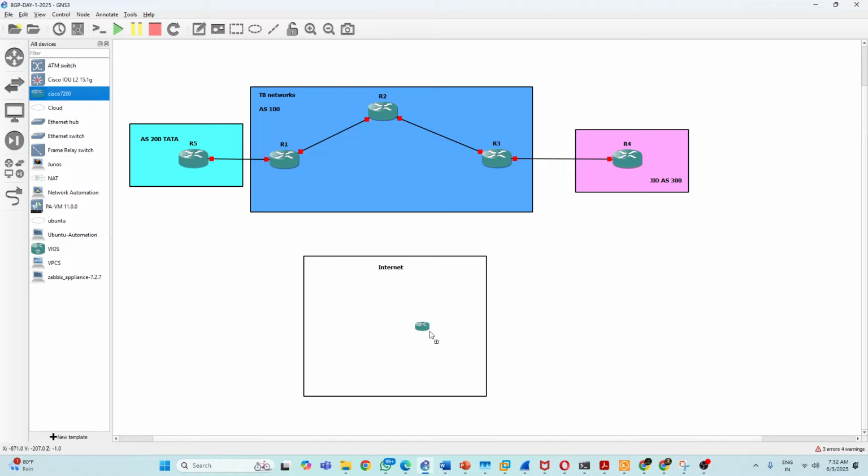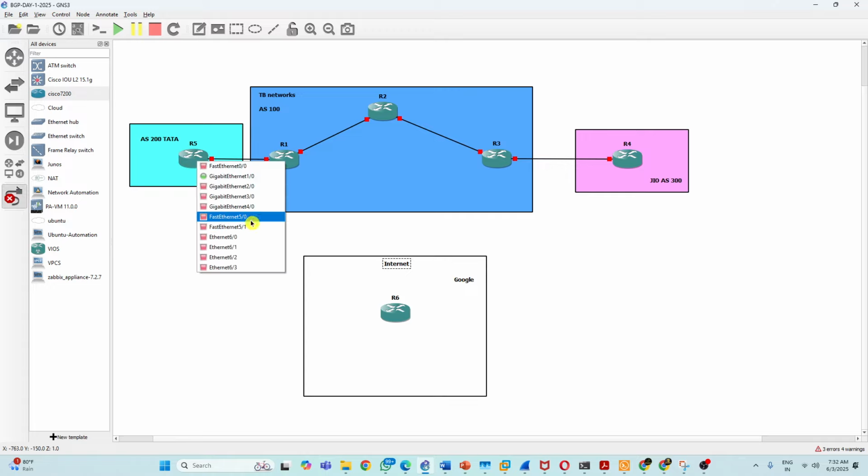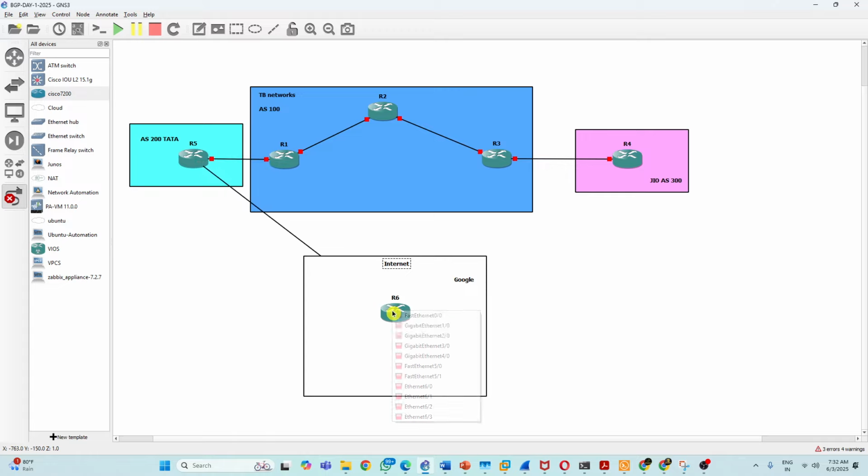So I'm just connecting one more router here. I can name it as a Google router. Just understand it's only Google, but in real it is connecting with one more ISP, another ISP, a lot of ISPs. I just called it internet and am taking it as Google. Okay, I am connecting one more connection here.